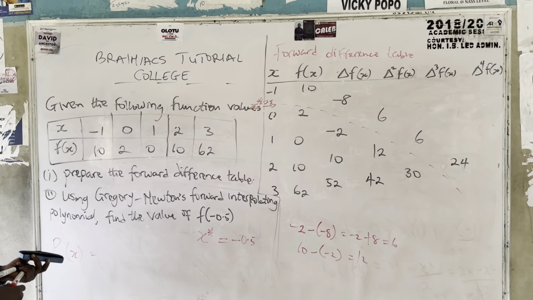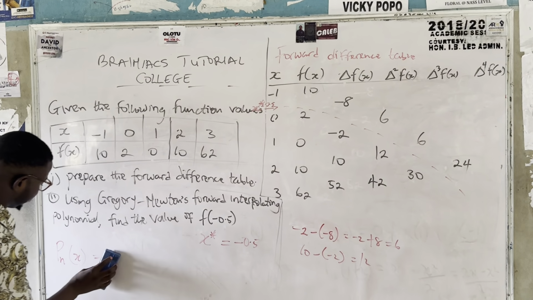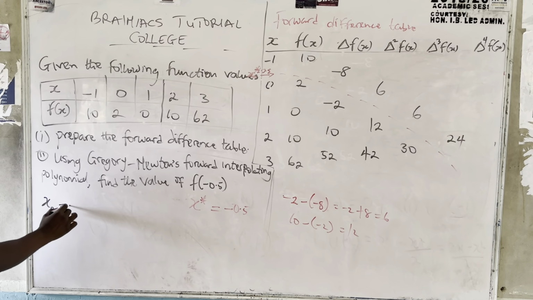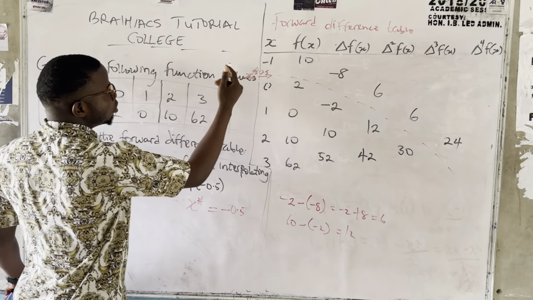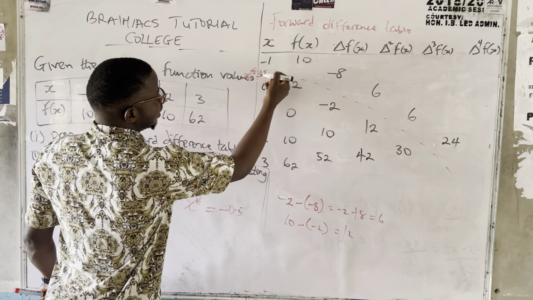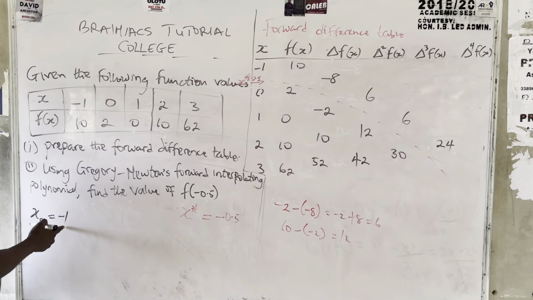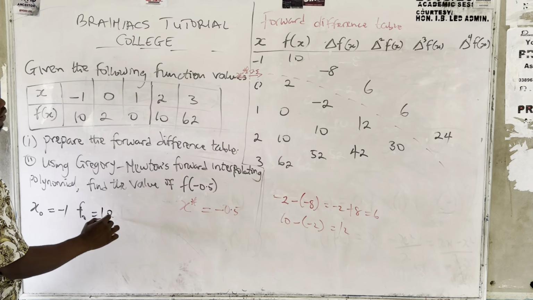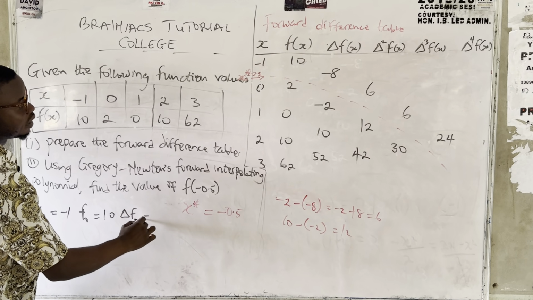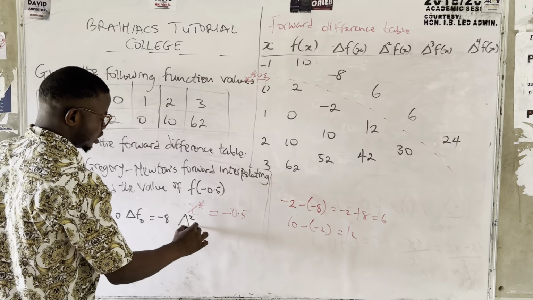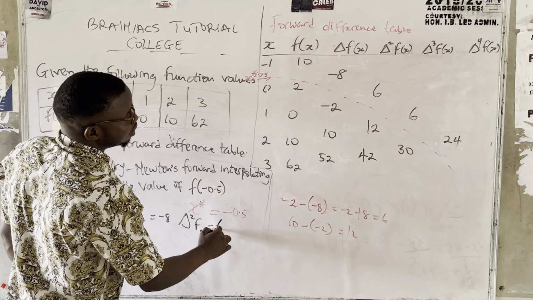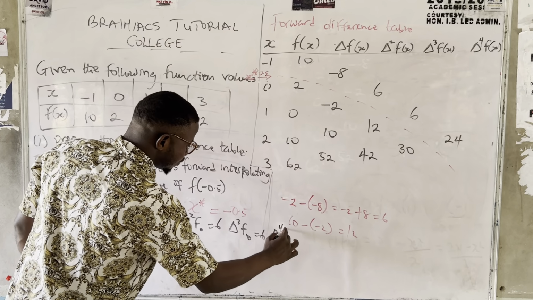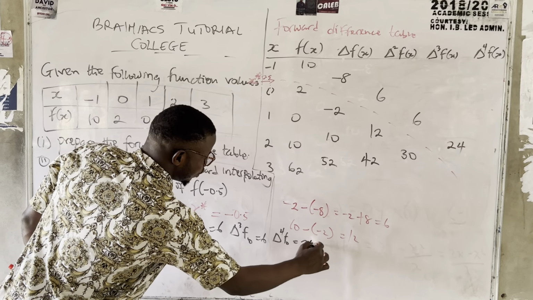So I need to write all those values out one after the other. So here we need to have X naught, that's negative 1. Then the values that we have above this particular point, that's our X naught, which is minus 1. Then F naught, that's 10. Then delta F naught, that's minus 8. Then delta square F naught, that's 6. Then delta raised power 3 F naught, that's 6. Then delta raised power 4 F naught, that one will give us 24.